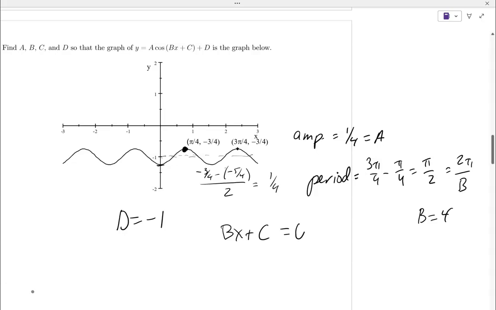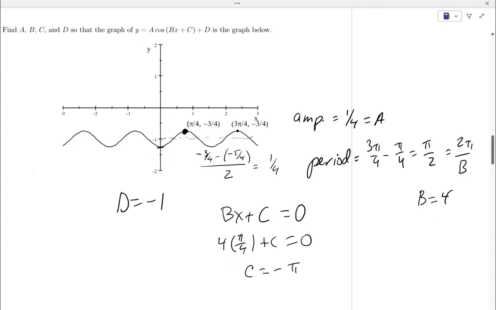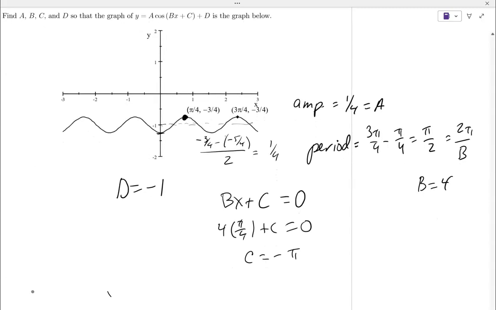So I set this equal to 0. What did we plug in instead of 0? Pi over 4. And the b value is 4. So we'll get our c as -pi in that case. So your final function here would be 1/4 cosine of 4x minus pi, minus 1.